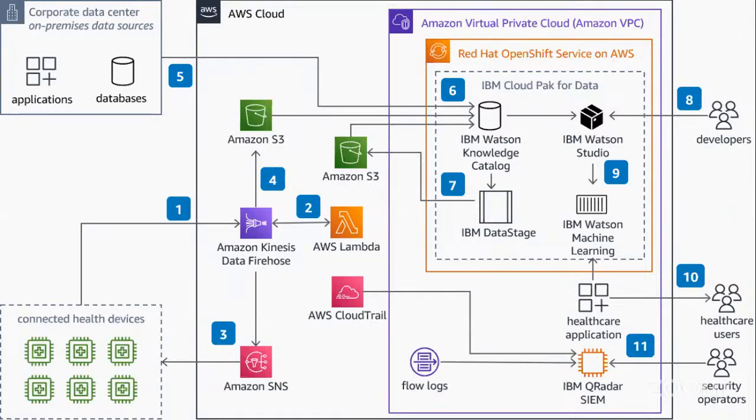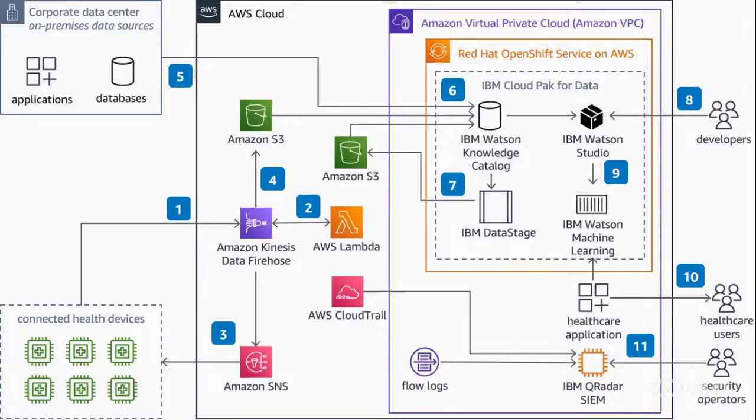Number one is the connected health device, where the data flows to Amazon Kinesis Data Firehose. From there, number two, AWS Lambda processes the data and sends it to S3. If the process is not correct or something fails, it goes to number three, which is SNS, the Simple Notification Service, and then it gets notified again. So the process repeats. Again going to S3, it sends to the IBM Watson Knowledge Catalog, which we saw recently. From here, the data is analyzed, and then it is sent to the healthcare application and then healthcare users.